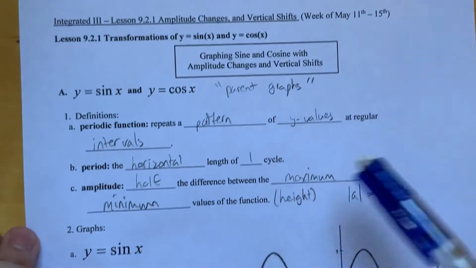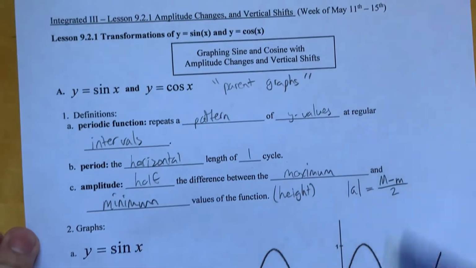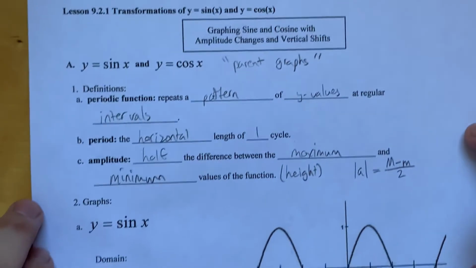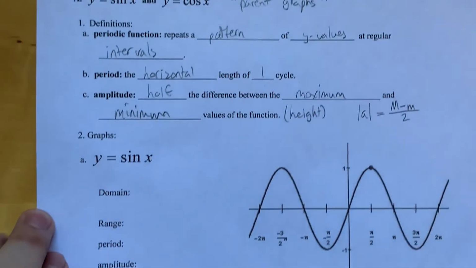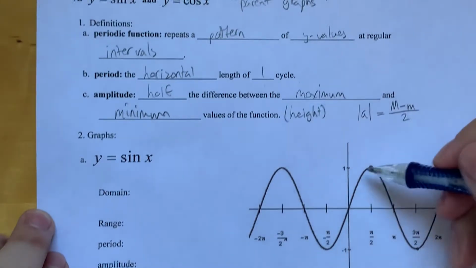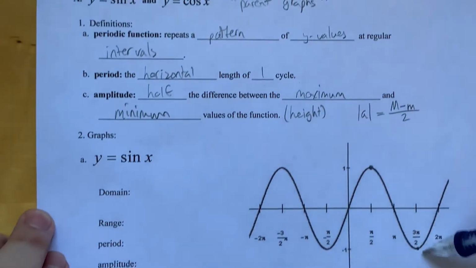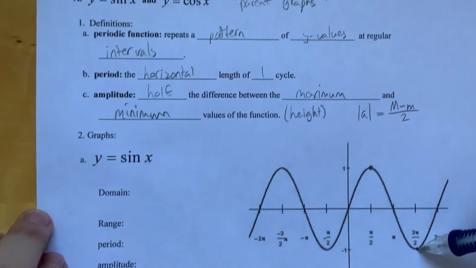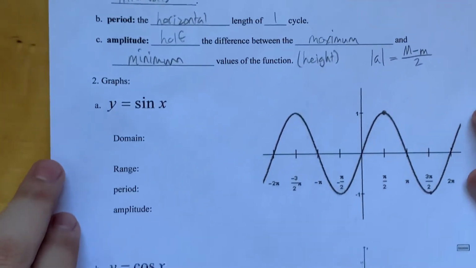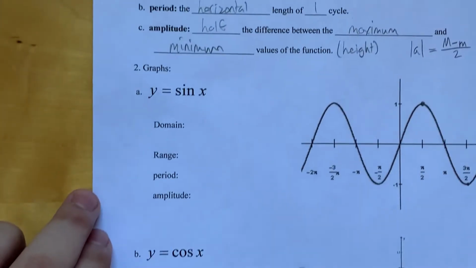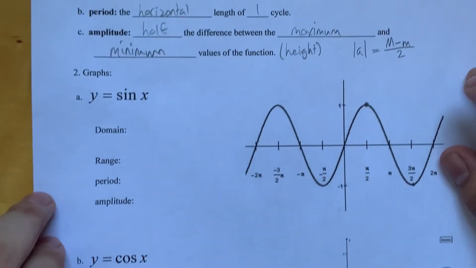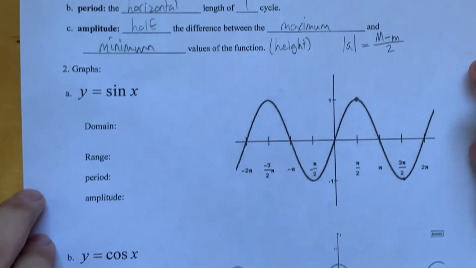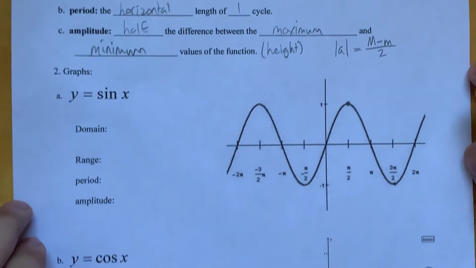Remember, definition, we can make it into a function very easily. And as you can tell, this would be my maximum, this would be my minimum. So 1 would be my maximum, and negative 1 would be my minimum. All right. Sorry if I'm moving slowly. I'm just trying to make sure everything's in frame.